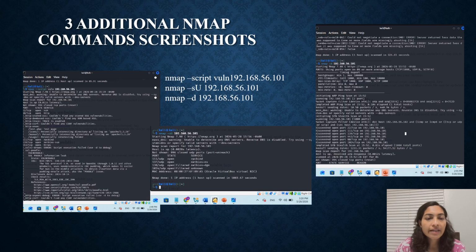So in this slide, we can see three additional Nmap command screenshots.